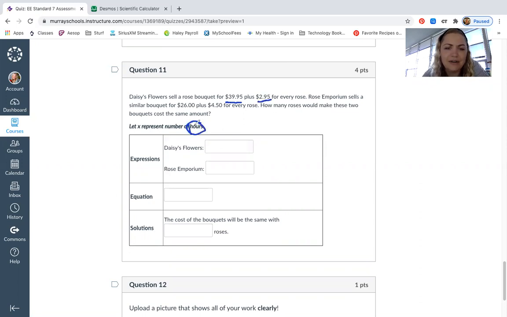Right here it says number of hours. That should say roses. Okay, so for Daisy's Flowers, we are doing $39.95 plus $2.95 for every rose, which I'm going to put as my x here. For Rose Emporium, you've got $26 plus $4.50 for every rose. So these are our two equations, or our two expressions.